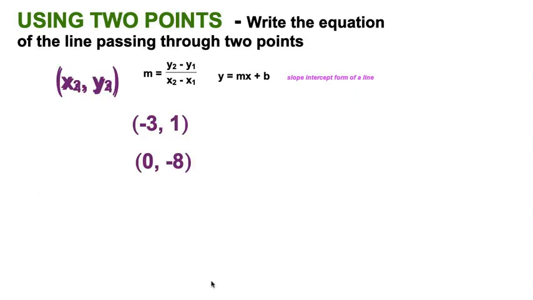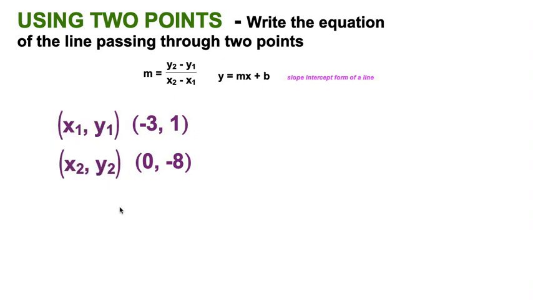Here we go. No graph anymore. Let's just do it without the graph. I'm going to give you 2 points. I'm just going to call this one x1, y1. Call this one x2, y2. Doesn't matter, you could do them in either order.